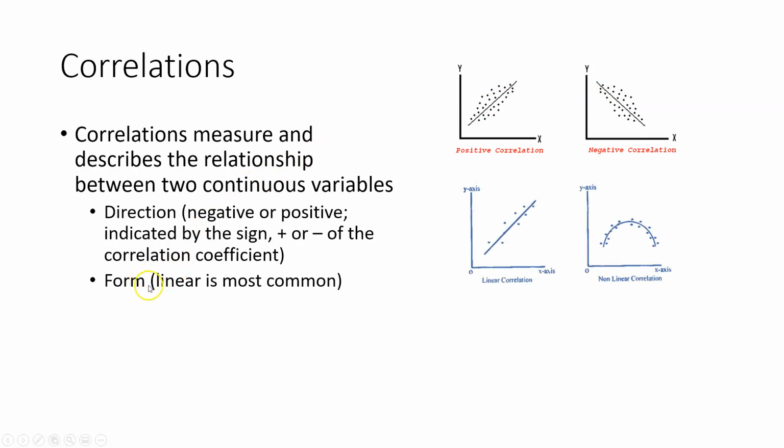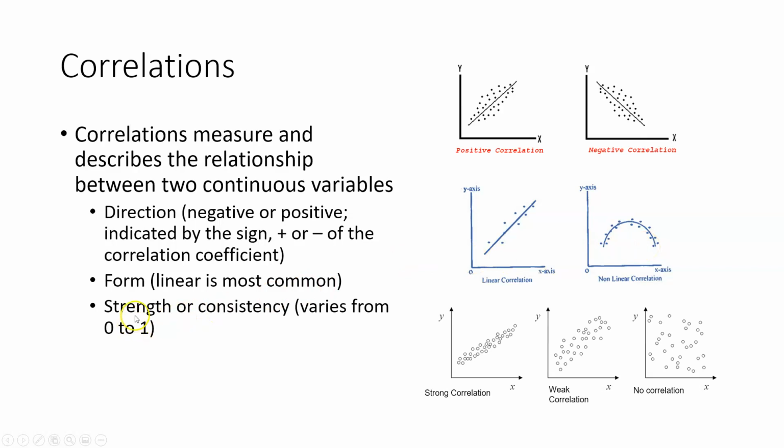The second component is the form. Linear is the most common and the only kind that we'll learn about in this class, but there are also nonlinear correlations like this. And thirdly, the strength or consistency of the correlation. And this value will vary from 0 to 1.